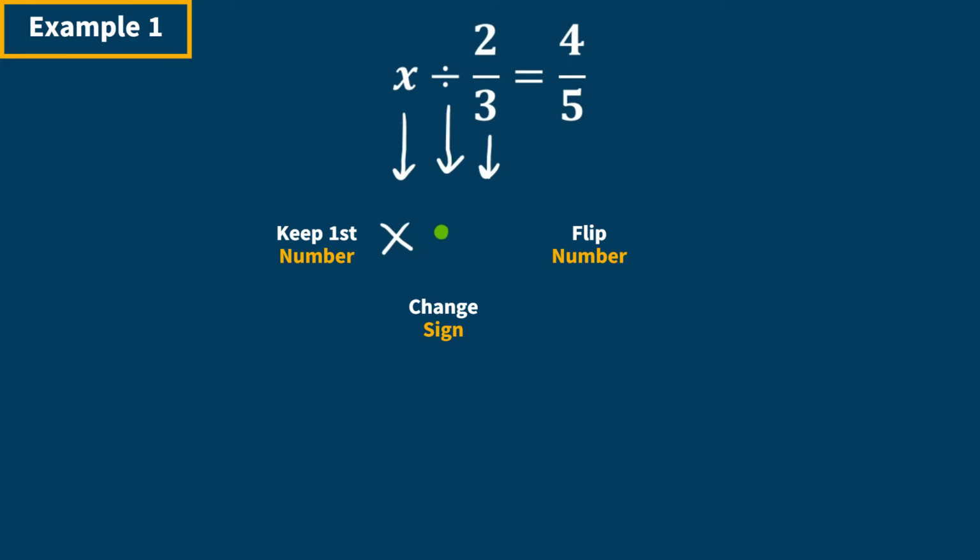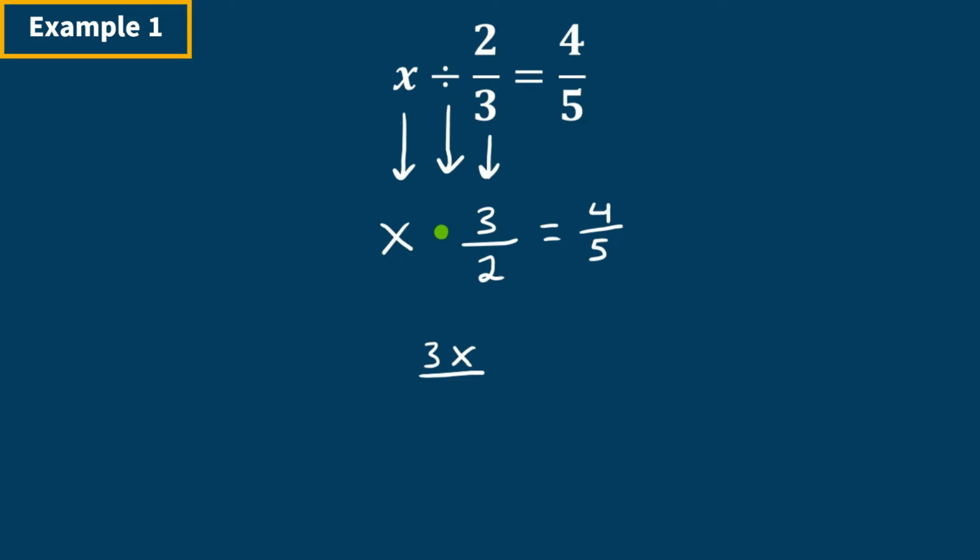It's a fraction, so now the denominator, which is 3, is going to be the numerator. And the numerator, which is 2, is going to be the new denominator. And then that is still going to be equal to 4 over 5. From here, we're going to go ahead and multiply. So x times 3 is going to be 3x over 2. Whenever you're multiplying numbers like this, basically you just multiply the numerators together and the denominators together.